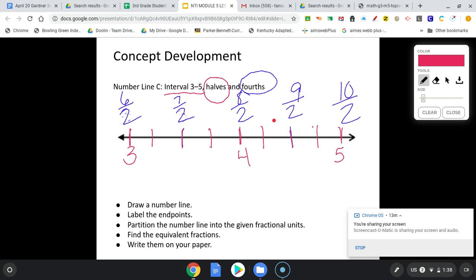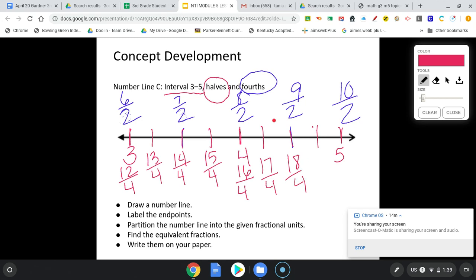So how many fourths are in 3 wholes? Great job. 12 fourths are in 3 wholes. 13 fourths, 14 fourths, 15 fourths, 16 fourths, 17 fourths, 18 fourths, 19 fourths, and 20 fourths. Now I want you to pause the video and find as many equivalent fractions as you can.